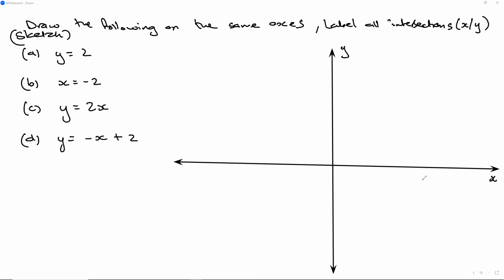All right, so looking at this question over here, it says draw the following on the same axes. Label all intersections X or Y. All right, so we want to sketch each of those lines.